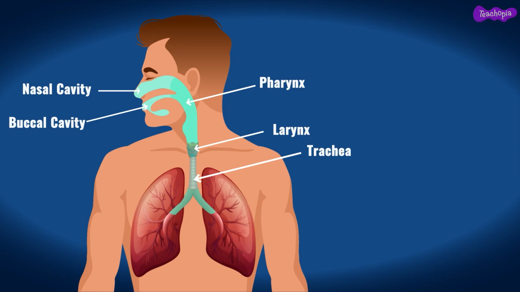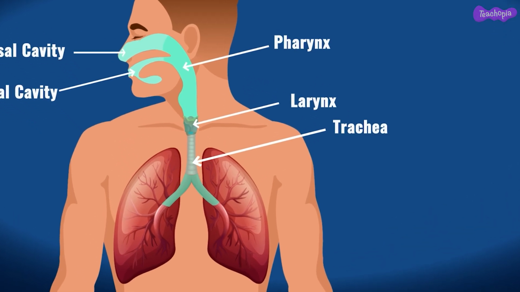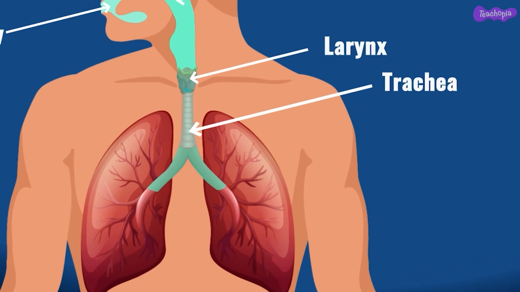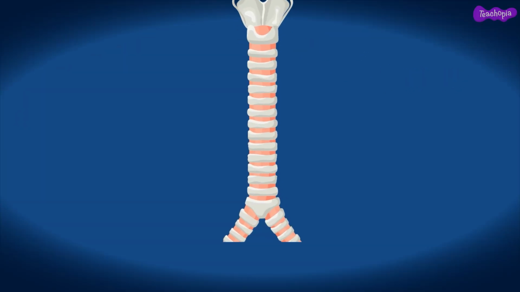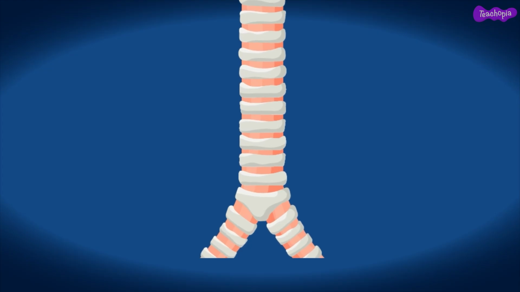So, then what stops food from entering the trachea? The epiglottis. The epiglottis keeps food from going down the trachea. The trachea is a cylindrical tube with rings of cartilage. This cartilage is made up of soft bone. It supports the trachea by keeping it open for air to travel through.